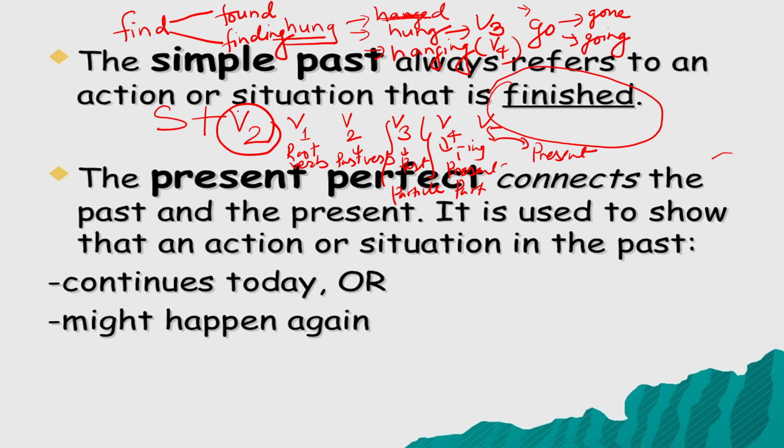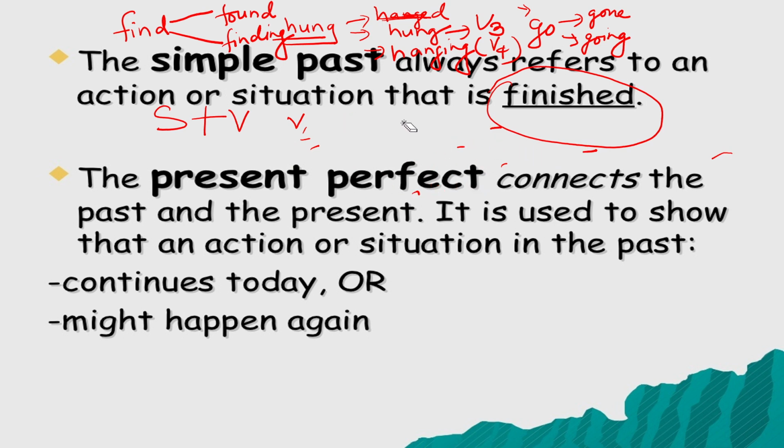Now, my dear students, let's move ahead and discuss another thing. What we find is that present perfect connects the past and the present. It is used to show that an action or situation in the past continues today or might happen again.